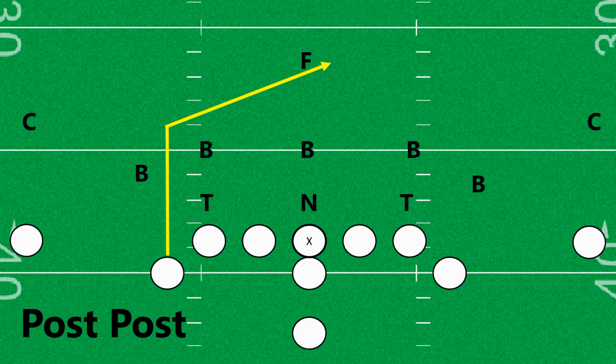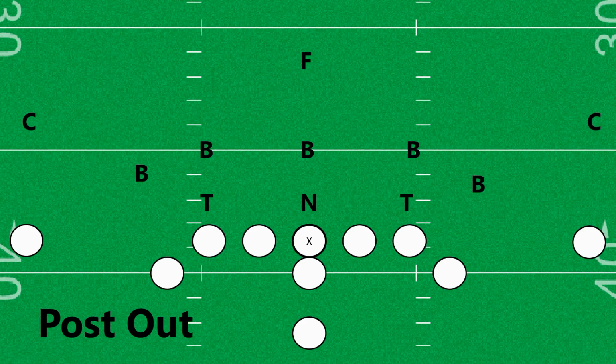Because what we're going to do is we're going to run a second post, and ideally that cornerback is going to think he has help at about the hash mark, but really that free safety is going with the first post, so it opens up a big window for your quarterback to get it to him. It's always a pretty big play.